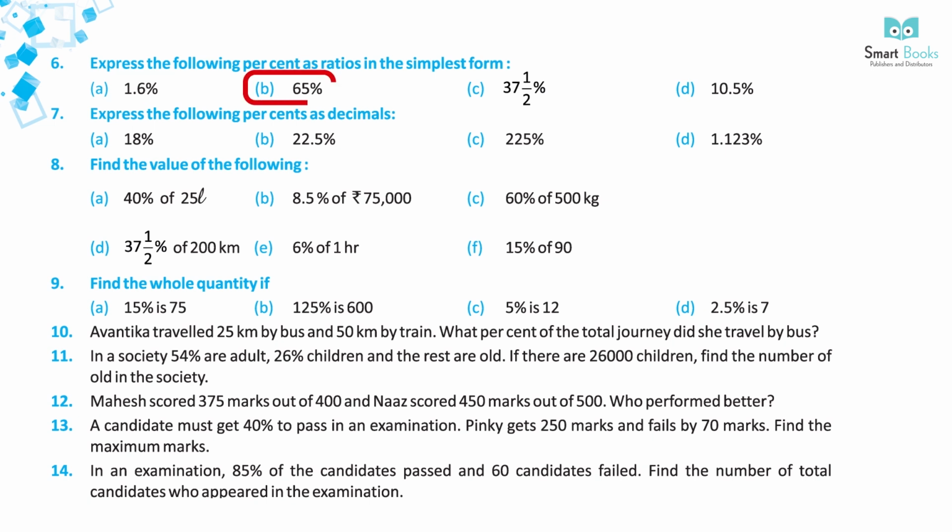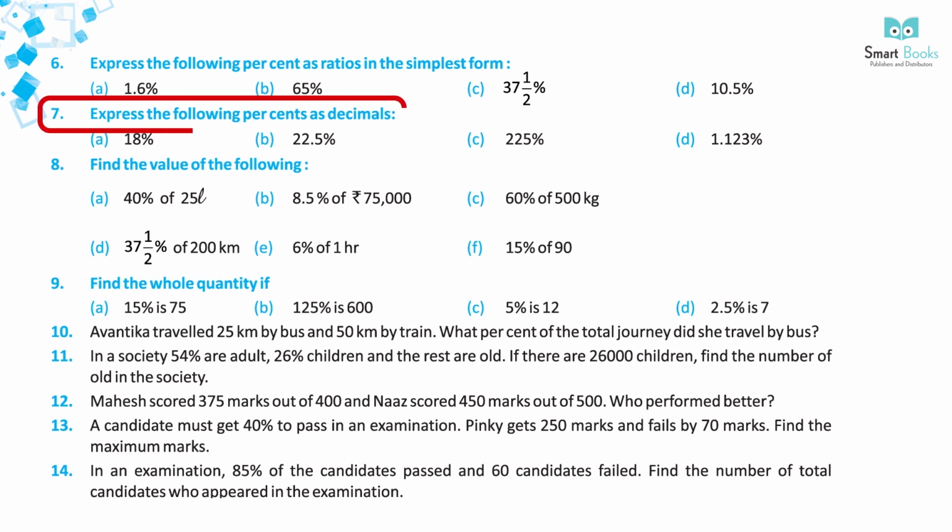2:125. B. 65%. Solution. 13:20. C. 37 1 upon 2%. Solution. 3:8. D. 10.5%. Solution. 21:200.